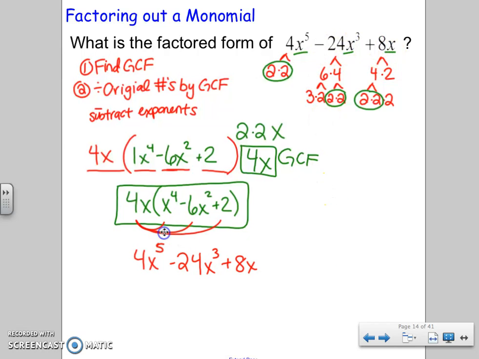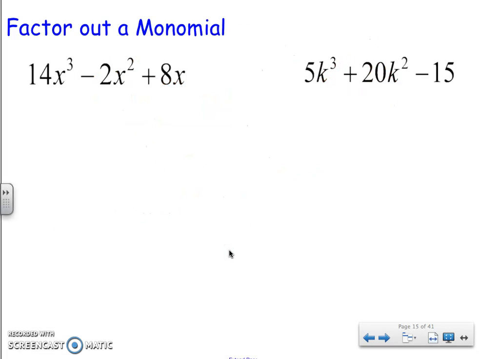Okay? So again, we want this answer here in green. Okay? So you do not have to show your checking it for all of them. That's just if you wanted to make sure you're 100% right. But this is how you factor out a monomial. Okay? So let's try some other examples.